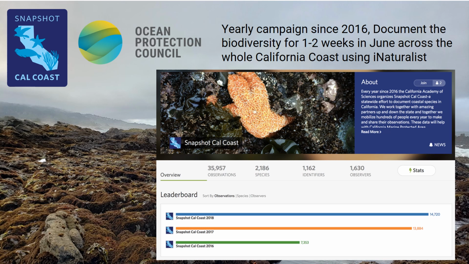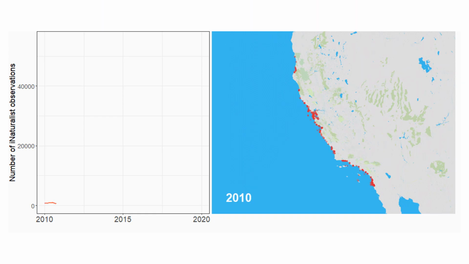While iNaturalist observations happen throughout the year, it is often large organized citizen science campaigns which truly boost iNaturalist activity and the number of observations for certain areas, times, and taxa. An example is Snapshot CalCoast, which provided a lot of data I will be showing here, and is a statewide effort led by the California Academy of Sciences to document biodiversity throughout the California coast every summer. As you can see from this animation, Snapshot CalCoast, which has been running every summer since 2016, leads to huge pulses in the number of iNaturalist observations on the California coast.